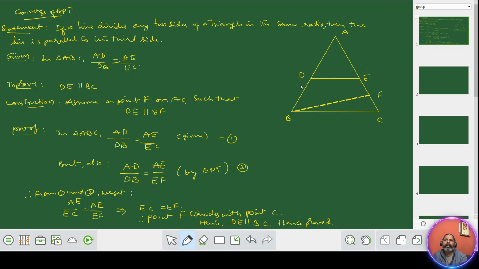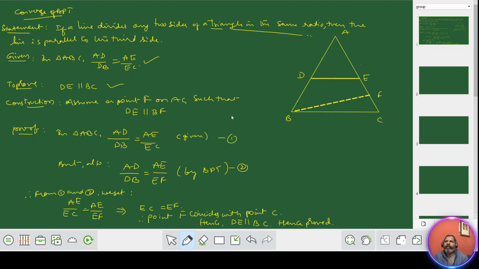DE is a line which divides the two sides of a triangle, AB and AC, such that AD by DB equals AE by EC, which is the given part from the statement. Then we have to prove DE is parallel to BC. In the triangle, AD by DB equals AE by EC; we can infer this from the statement. If a line divides any two sides of a triangle in the same ratio, that is the given part. We have to prove that DE is parallel to the third side.